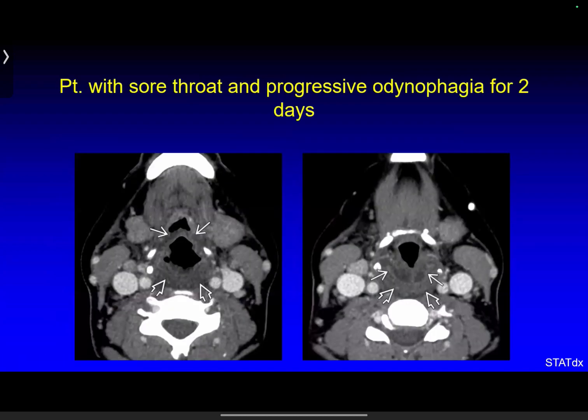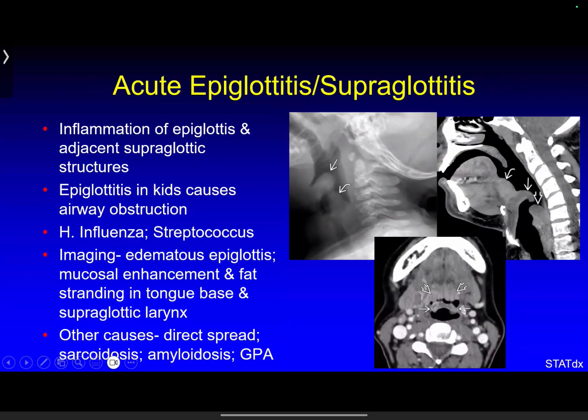The next patient in the ER presents with sore throat and progressive odynophagia for 2 days. A CT neck with contrast obtained, and in the submandibular region, the arrows are pointing to diffuse edema of the epiglottis, the posterior pharyngeal wall, the aryepiglottic folds. There's really no enhancement, no fluid collection, and this patient has acute epiglottitis or supraglottitis, which is an inflammation of the epiglottis and adjacent supraglottic structures.